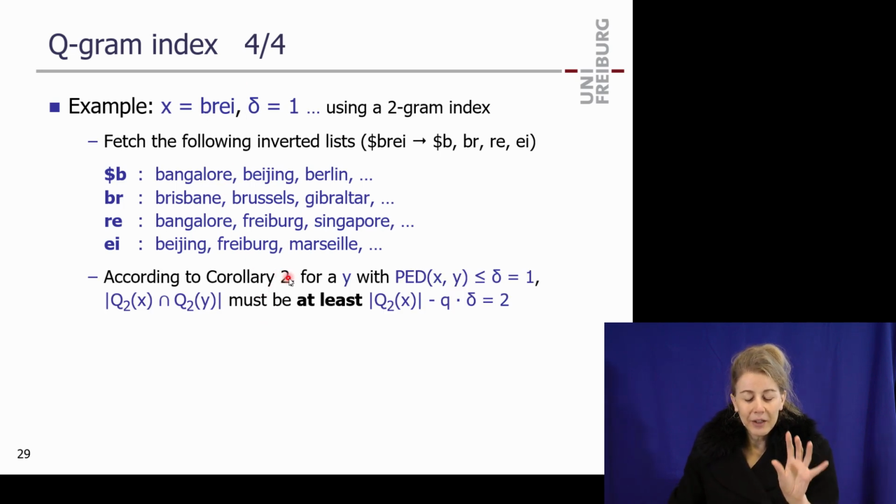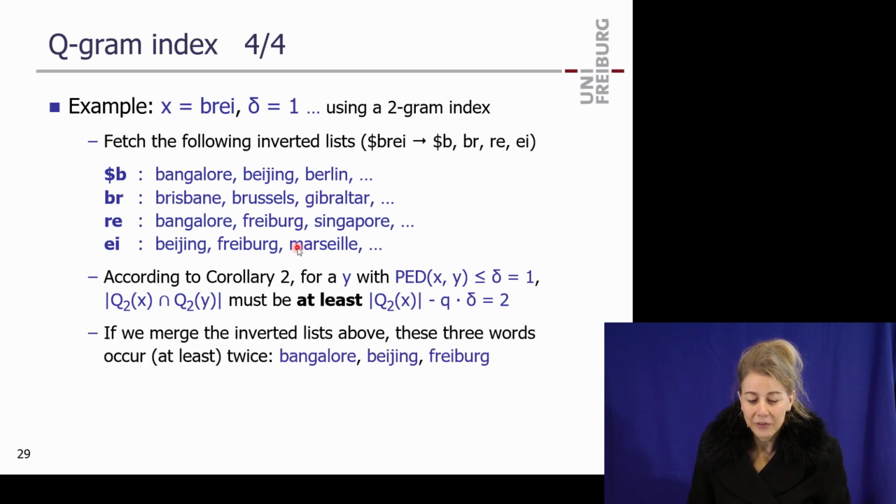If I now take my bound from the corollary, we don't have to look at the details now. The bound will tell me if I want a word where the prefix edit distance is at most 1, it must have 2 grams in common. So I will now compute the union of these lists, and you have already done computing the union of lists. And now you just check, and while you do the union for each word, you count how often. So it's a variant of the union. Maybe you already implemented that, depends on your implementation for exercise sheet 2. You just count how often each word occurs.